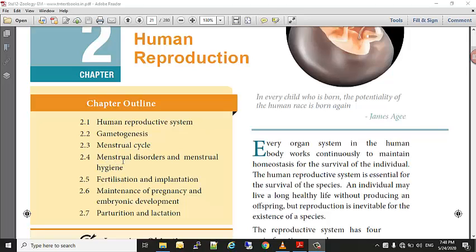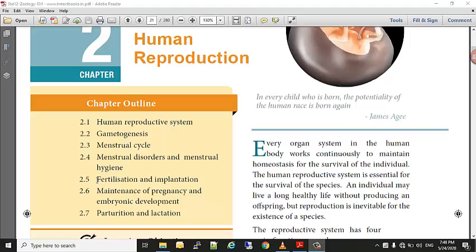We will also study the menstrual disorders and menstrual hygiene. What kind of problems may occur during menstruation or after menstruation or after menopause, and what are the tips and what are the practices that one has to follow to maintain menstrual hygiene.